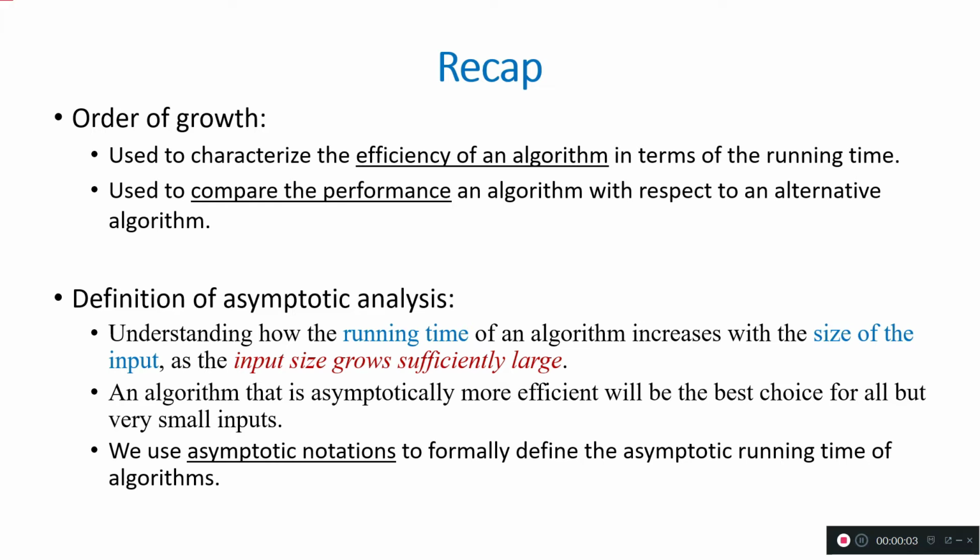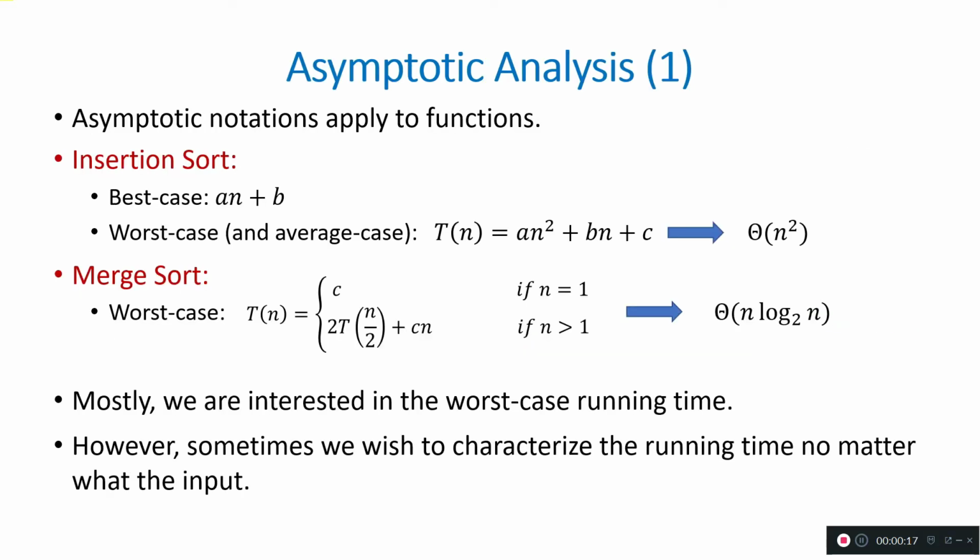However, that was just an informal definition. We will be looking at a more formal or mathematical definition of various asymptotic notations in this lecture. Keep in mind that the asymptotic notations that we will see in here are applied only to functions. That is, for example, we saw that the worst-case running time for insertion sort is a quadratic function of the input size n, which we denoted by theta n squared.